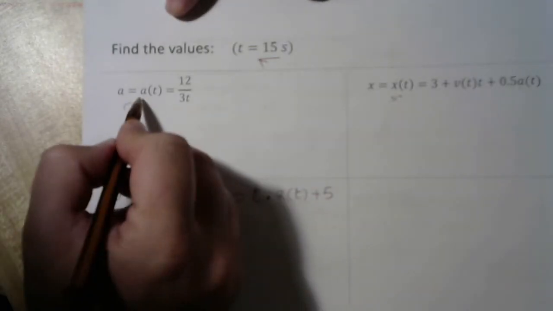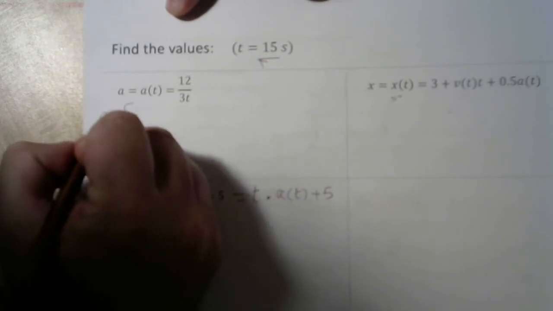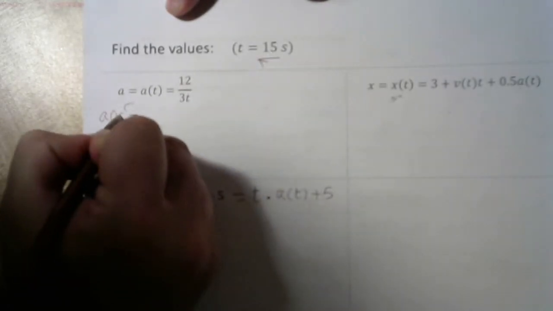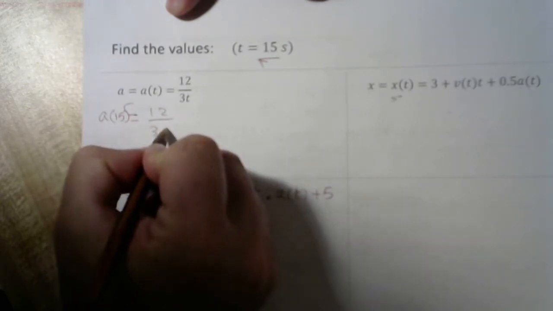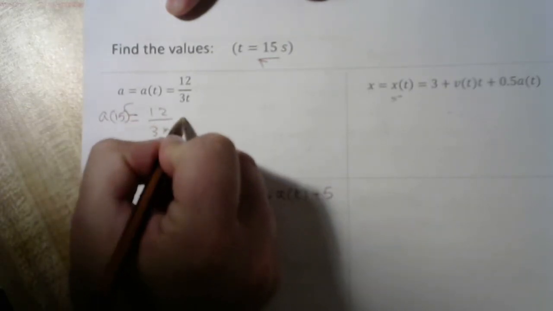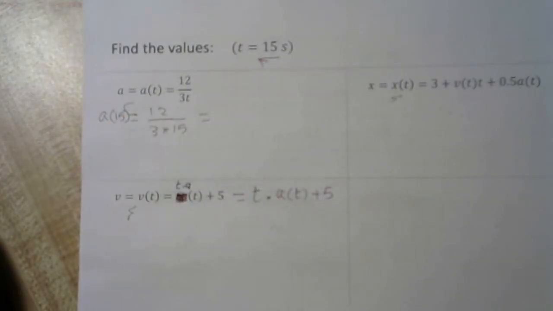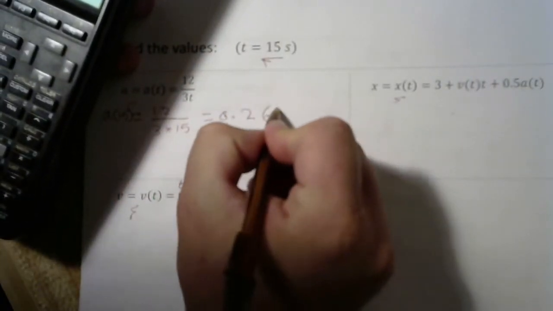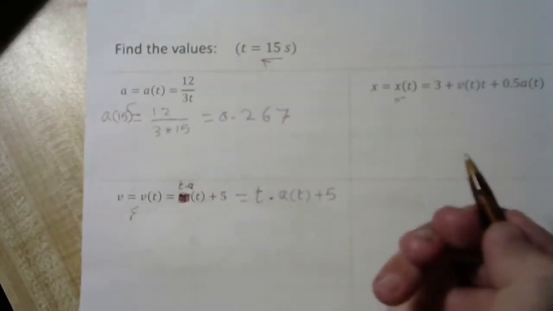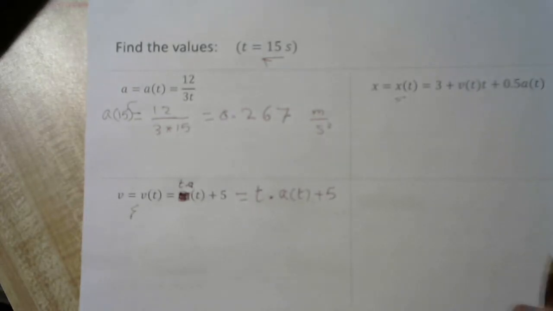Okay, I need now to compute the acceleration. The acceleration at t equal 15 is equal to 12 over 3 multiplied by 15. This will be equal to 0.267. What is the unit of the acceleration? It is meter per squared seconds.